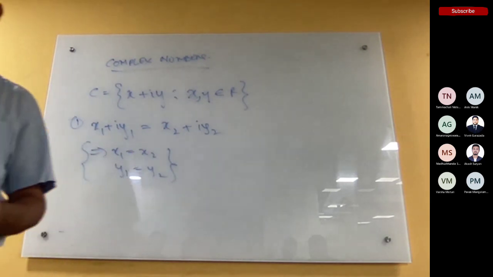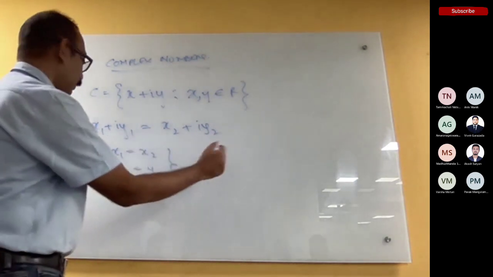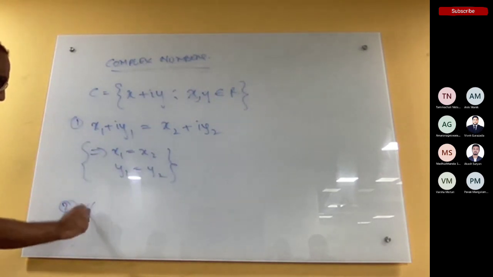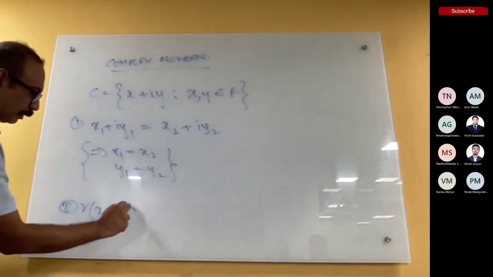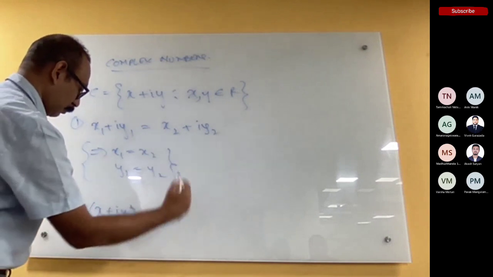The second one is also very, very simple. The second one is just some real number multiple of x plus iy equals rx plus iry.